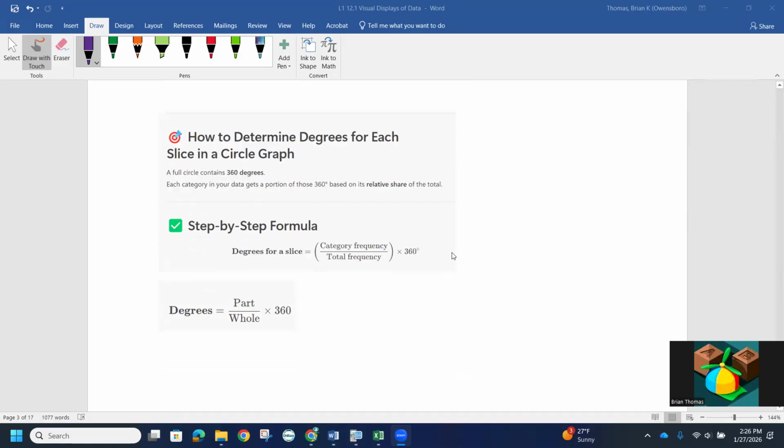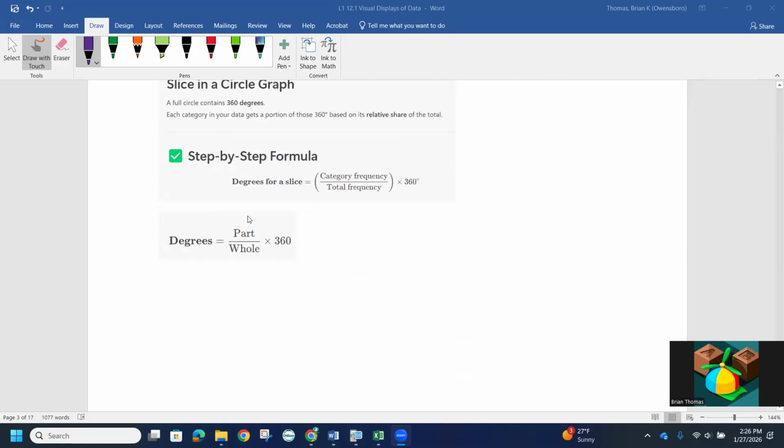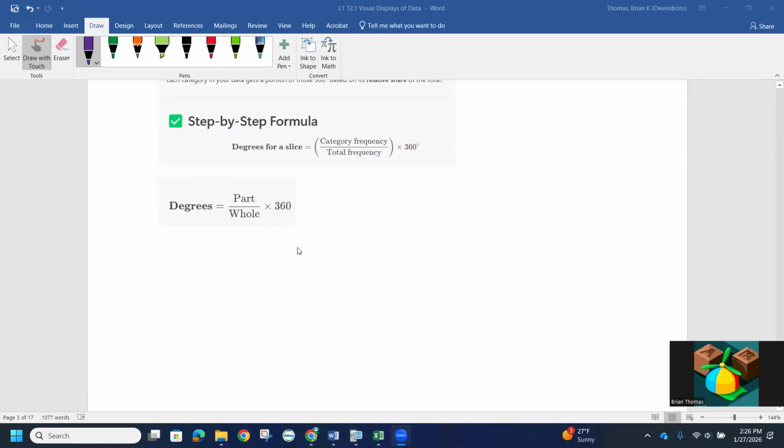Okay. So how do I determine the degrees for the slice? It's going to be the category frequency divided by the total frequency. That's going to give us a percentage, and that percentage is going to be multiplied by this 360. Remember, part over whole is that percentage language. If I know the part over the whole, which will become a percent, but this percent will be in the form of a decimal, we'd be multiplying that decimal number by this 360. Notice how we will actually drop the degrees symbol and just multiply by 360.